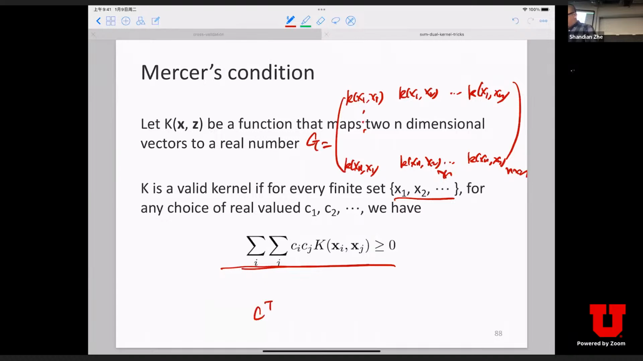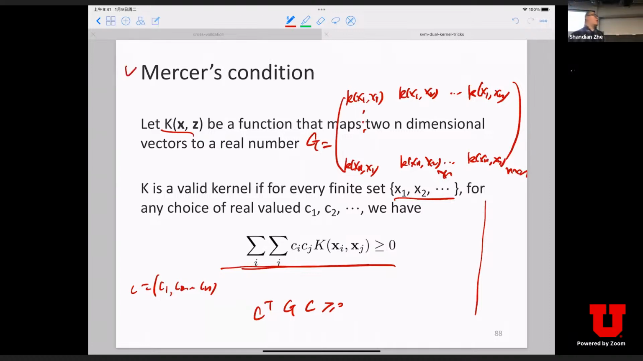If you denote the vector C as C1, C2 to Cn, it just tells you C transpose G C is non-negative. So next, Mercer's condition tells us that if this holds, then your K function is really a valid function. It really corresponds to some feature mapping and dot product. Any question so far? Everyone's comfortable?